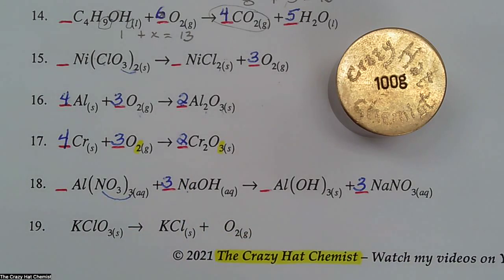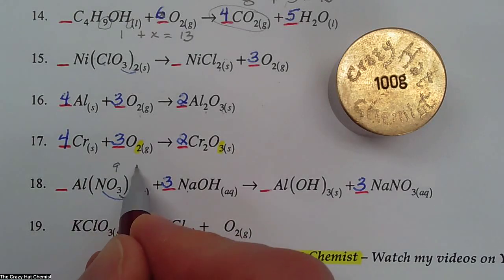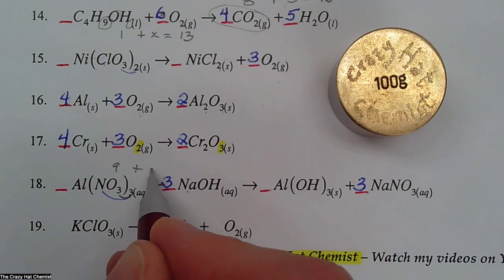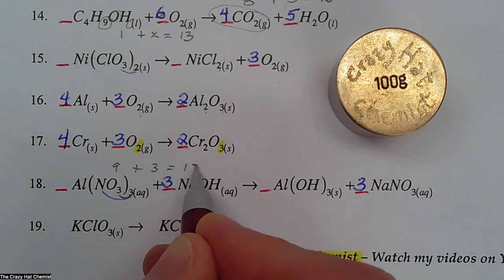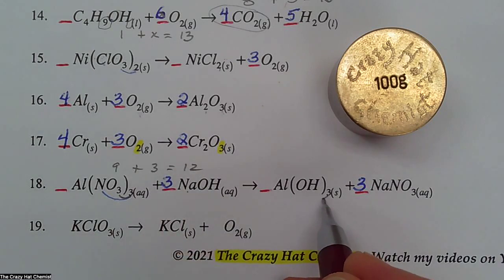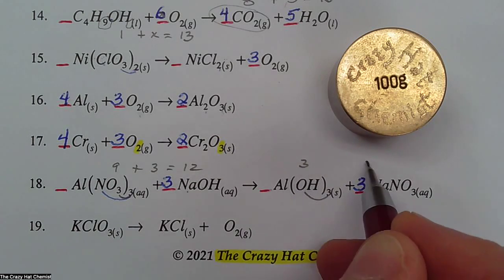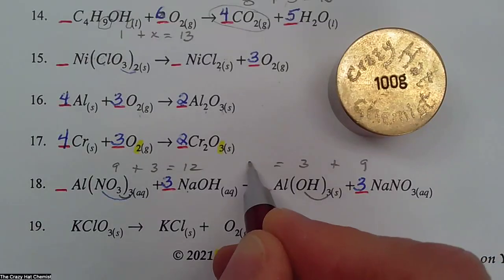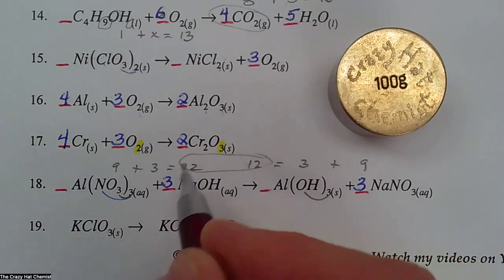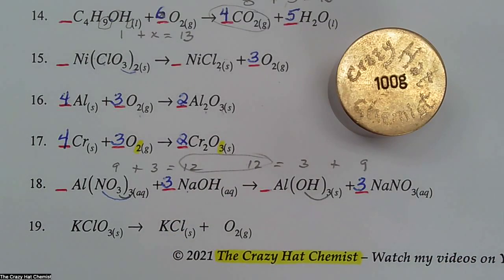Now let's count up the oxygens. So 3 times 3, that's 9, plus 3 times 1, that's 3. That's a total of 12. 3 times 1, that's 3. 3 times 3, that's 9. That's a total of 12, and they are equal. Fantastic. And that one is balanced.